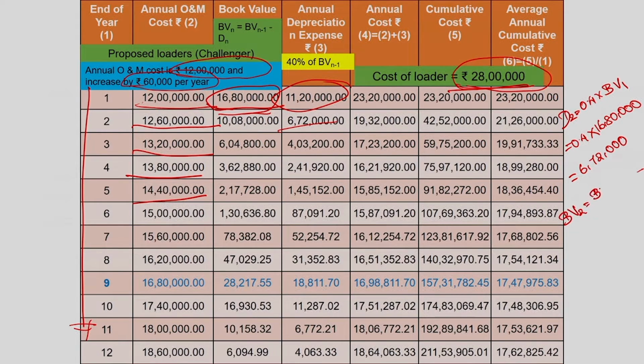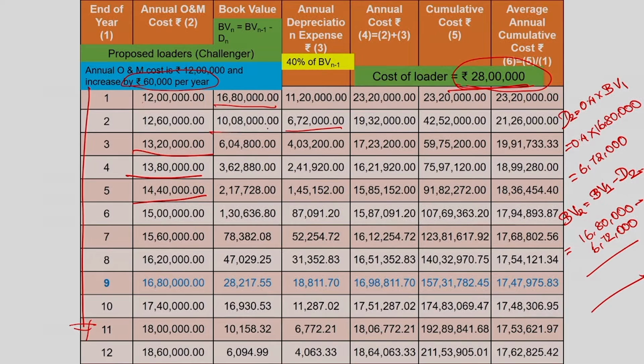Now, calculate the book value at the end of the second year. It is the book value at the end of the first year minus the depreciation for the second year. The book value at the end of the first year is 16,80,000, minus your depreciation for the second year, 6,72,000. That gives me the book value at the end of the second year as 10,08,000. Like this you calculate the depreciation for all the years and the corresponding book values.